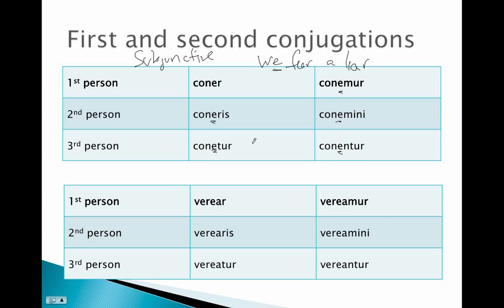And the same rule applies to the second conjugation. So here we're going to use the fear, the EA. So we're really adding an A to that stem E. So verear, vereāris, vereatur, vereamur, vereamini, vereantur. Right, very easy. The key to the deponent is to just remember that the ending will no longer be those active endings, but the passive endings.